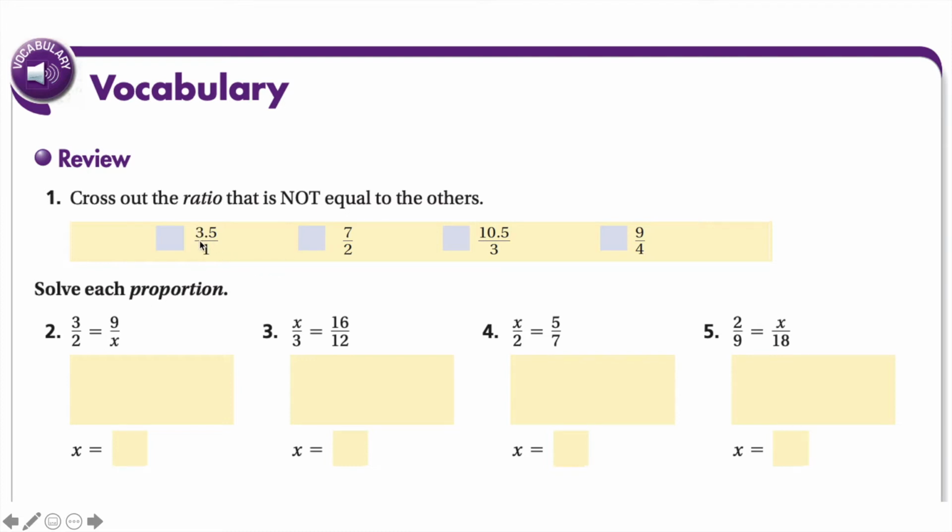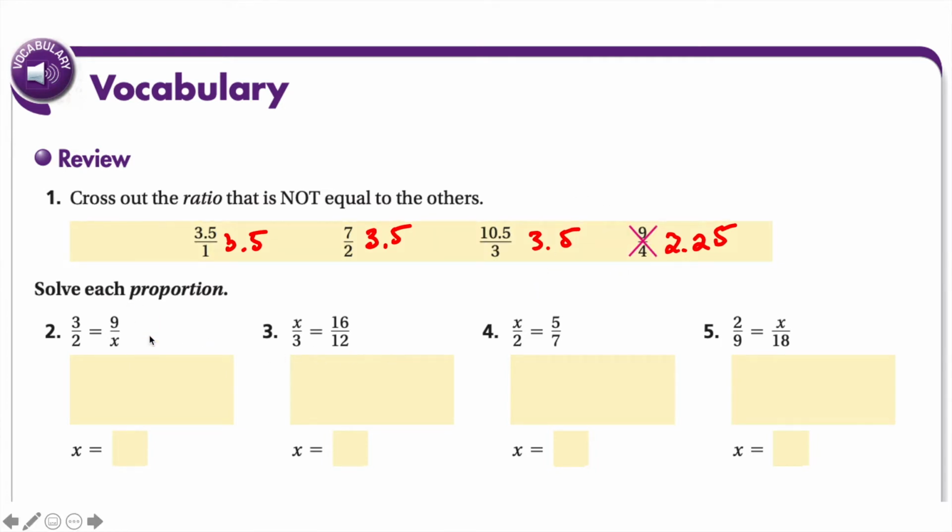Well, 3.5 divided by 1 is going to equal 3.5. And if we take a look at 7 over 2, again, we get 3.5. 10.5 over 3 will also be 3.5. And the only one that seems to not be 3.5 is 9 over 4, which is actually the same thing as 2.25. So the answer should be 9 over 4.